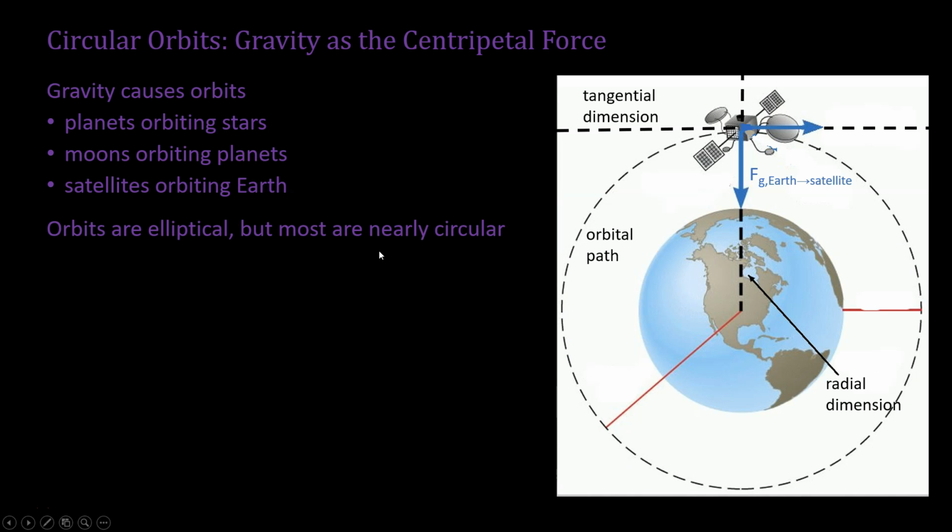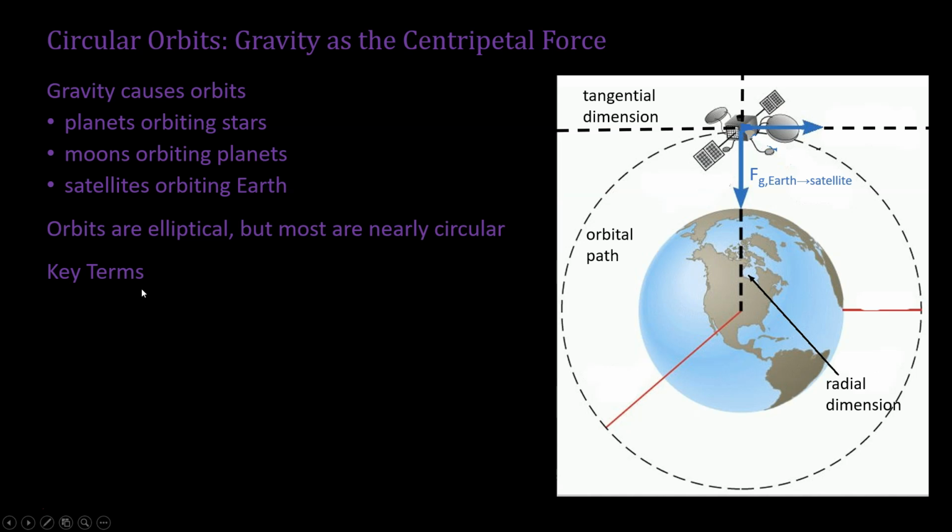Also, just as a point of information, while Earth's orbit around the Sun is elliptical, it is nearly circular. In fact, if you looked at the Earth's orbital path drawn to scale, you would think it was a circle. You would not be able to tell that it was elliptical.